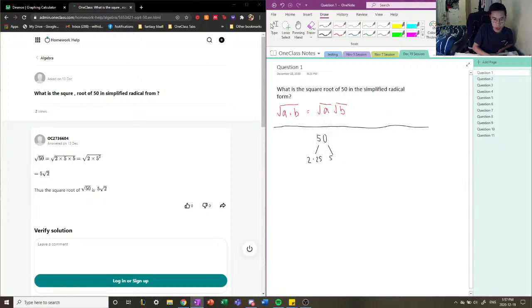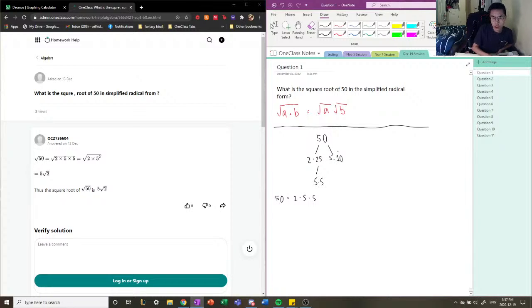We can have 5 and 10, right? Either one is fine, so we're going to use 2 and 25. We see here that 2 is one of the prime factors of 50 because it's a prime number, but 25 is not. So we can further break this down. You can further break down 25 as 5 times 5. So now we see here that the prime factorization of 50 is going to be 2 times 5 times 5.